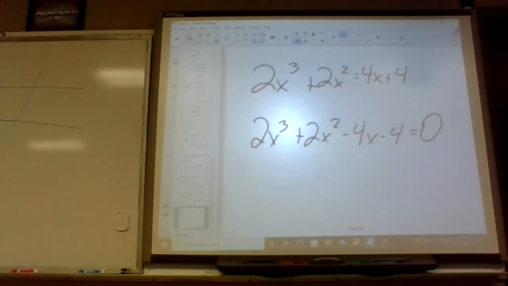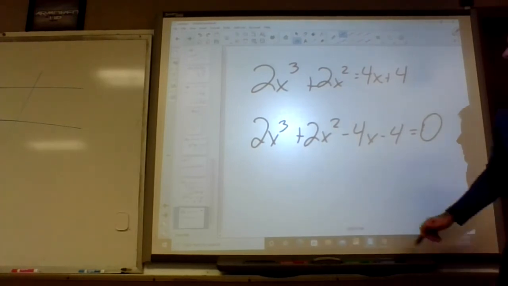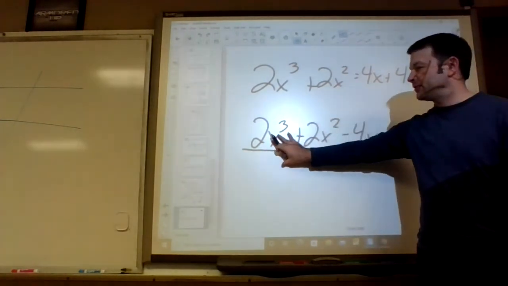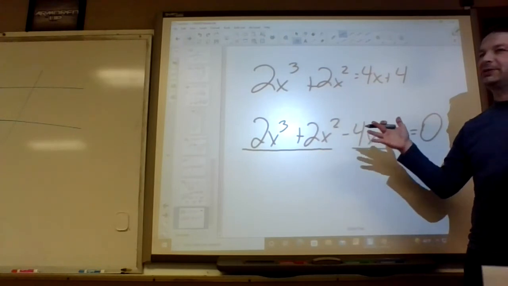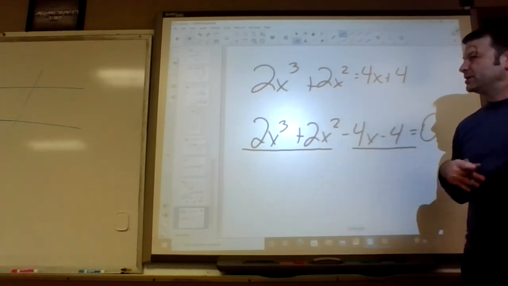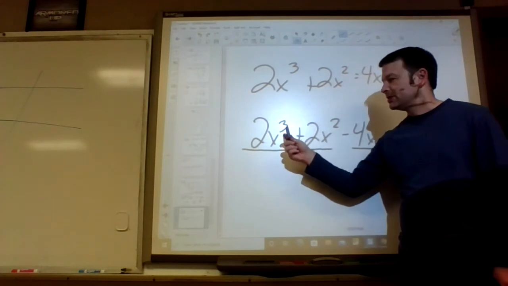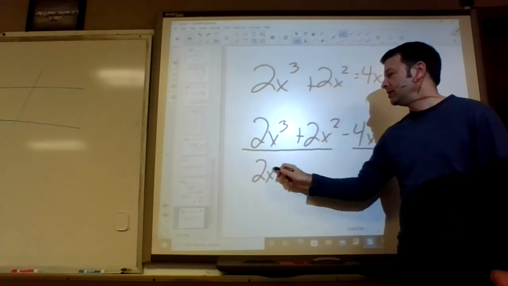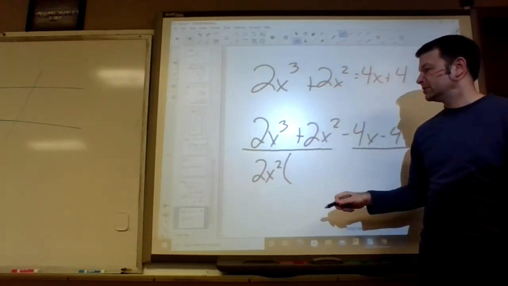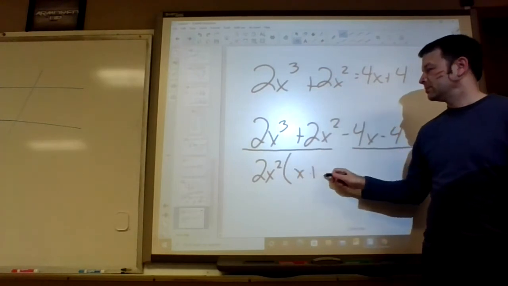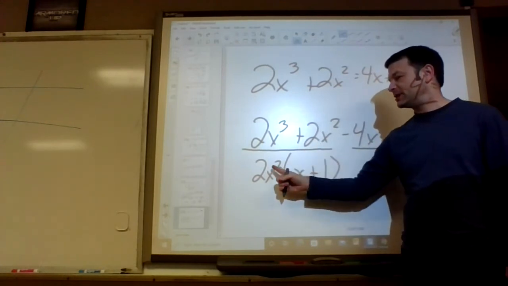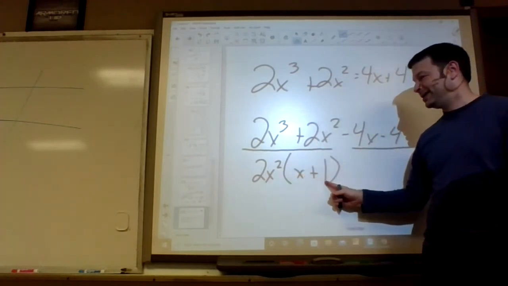So many options. I forgot the grouping. Okay, for grouping, it only works if you can take something out of the front two, take something out of the back two, and then the leftovers are the same in both. What can we take out of these? 2x squared. And what's left? x plus 1. When you take out 2x squared, what you're really doing is dividing. So 2x squared divided by 2x squared is 1, not nothing.